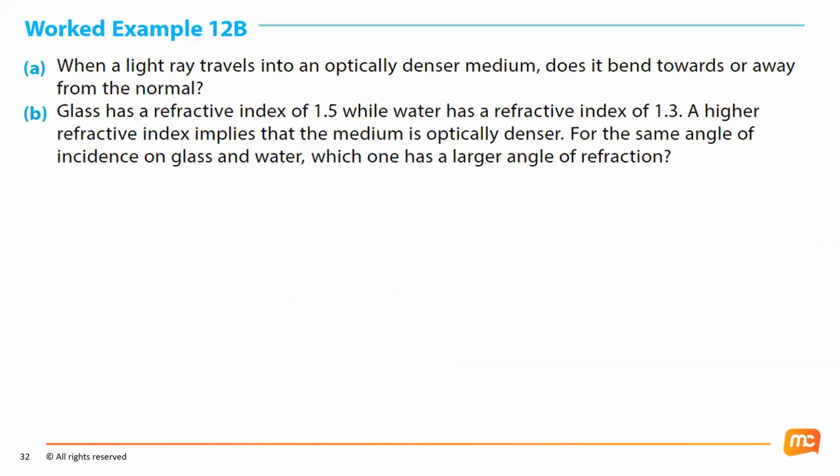Okay, then you may read example 12b. When light travels into an optically denser medium, does it bend towards or away from the normal? You should know when I enter an optically denser medium, I will slow down. And when I slow down, I will bend towards the normal.